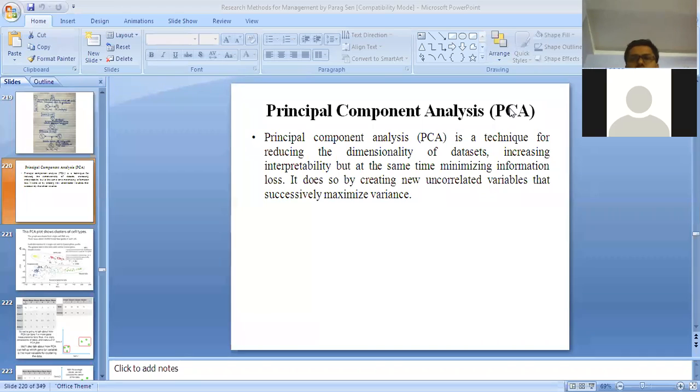It's a research tool that is very frequently used by researchers, and principal component analysis has a lot of importance.